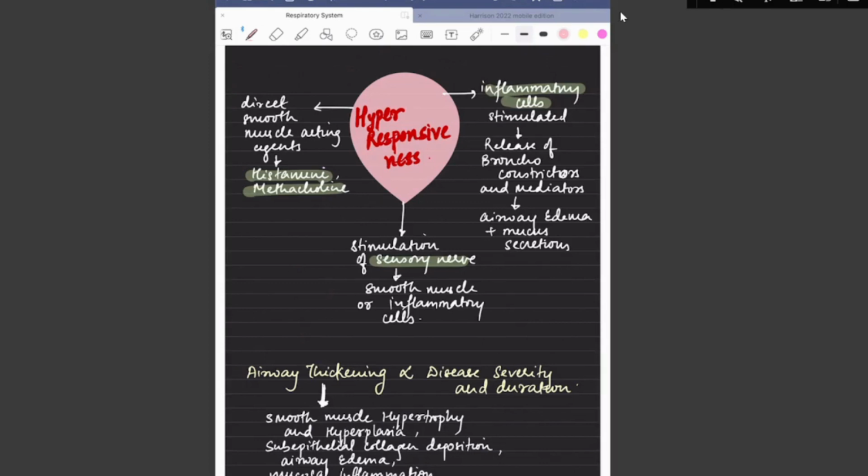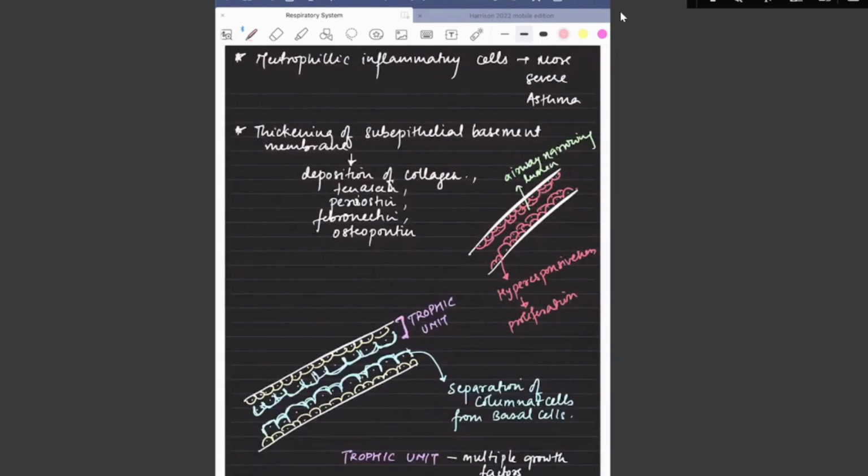Now this airway thickening causes smooth muscle hypertrophy and hyperplasia, subepithelial collagen deposition, airway edema, and mucosal inflammation. The severe kind of asthma causes neutrophilic inflammatory cells to be released. There is a thickening of the subepithelial basement membrane, which is because of the deposition of collagen, tenascin, periostin, fibronectin, and osteopontin. So I have made a diagram showing there is a hyperresponsiveness due to proliferation of the epithelial cells, which is in turn causing airway narrowing.